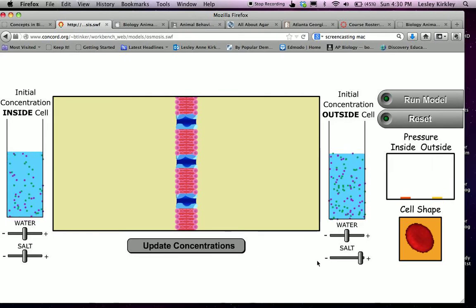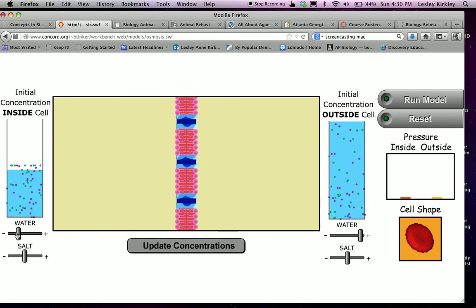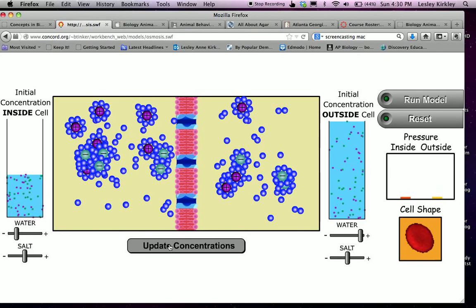Okay. Now we're going to bring the amount of salt back to normal, and we're going to increase the amount of water on the outside of the cell compared to the inside of the cell. Okay, and we'll update those concentrations, and let's run the model.